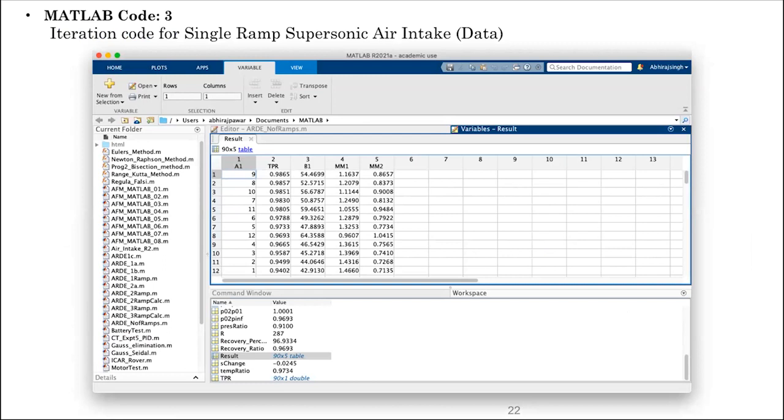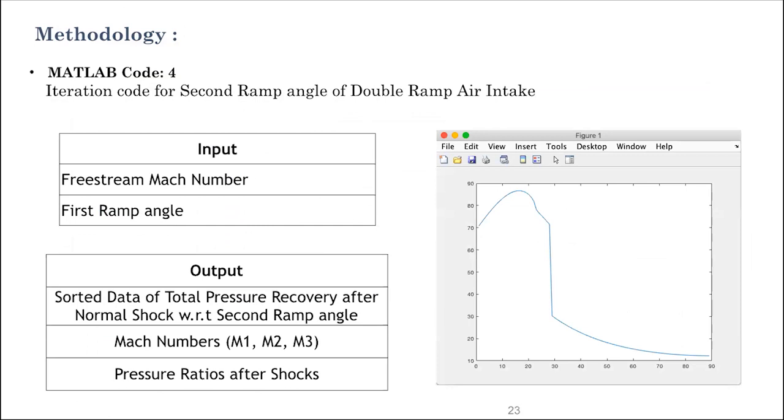So it is arranged in descending order. Like 9 degrees will give you the highest, most efficient compression. This is for a single ramp. The same can be done for a second ramp, for 2 ramps or 3 ramps.